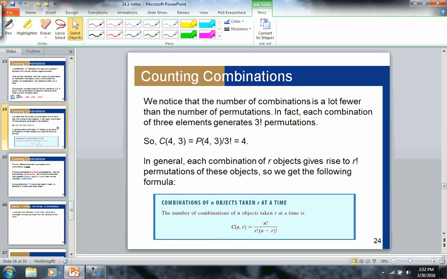Okay. So we notice that the number of combinations is a lot fewer than the number of permutations, and that's because you're getting rid of any repetition. So basically, we're going to take our permutation that we would have gotten for 4 elements 3 at a time, and then we're going to divide it by those repetitions. So we're going to have our formula down here at the bottom. For a combination, we're going to have n factorial over n minus r factorial, just like we had for the permutation, but then we're also going to divide it by r factorial.